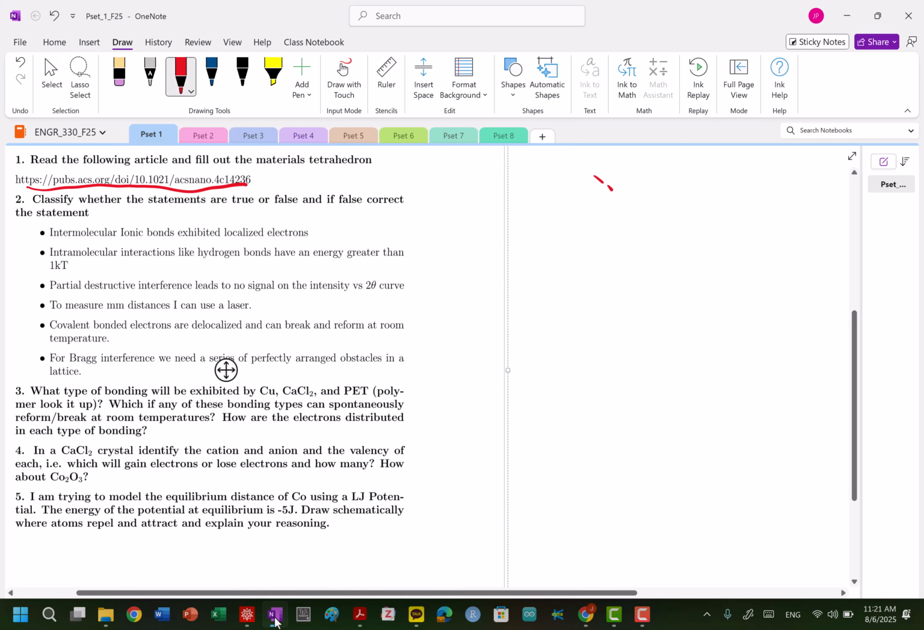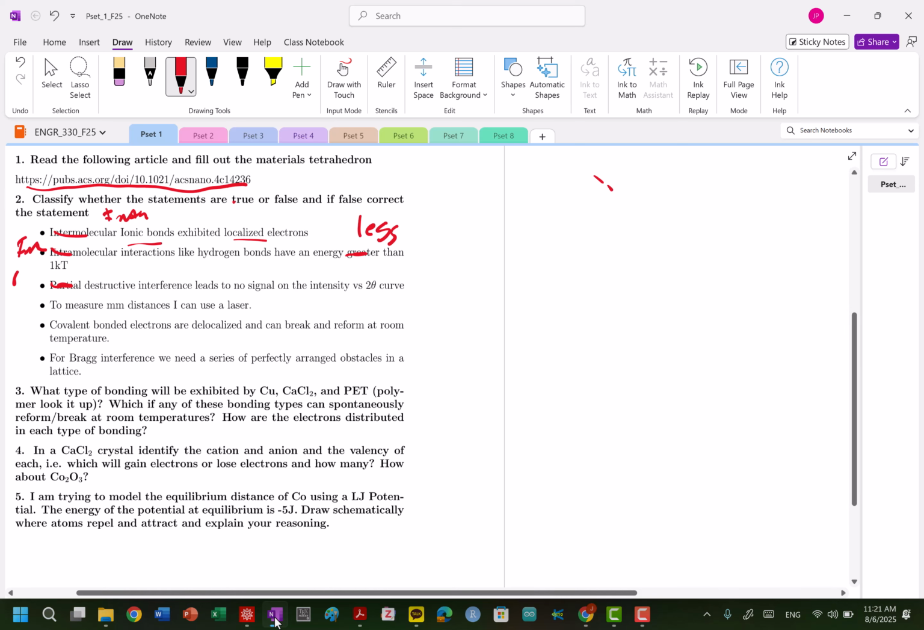But anyways, intermolecular true or false statements, correct it. Intermolecular ionic bonds exhibit localized electrons. Ionic bonds do exhibit localized electrons, but it's not inter, it's intra. Intramolecular interactions like hydrogen bonds have an energy greater than kT? That's incorrect, that's inter. No. Intermolecular interactions like hydrogen bonds have an energy less than kT because they can break and reform at room temperature. Partial destructive interference leads to no signal in the intensity.